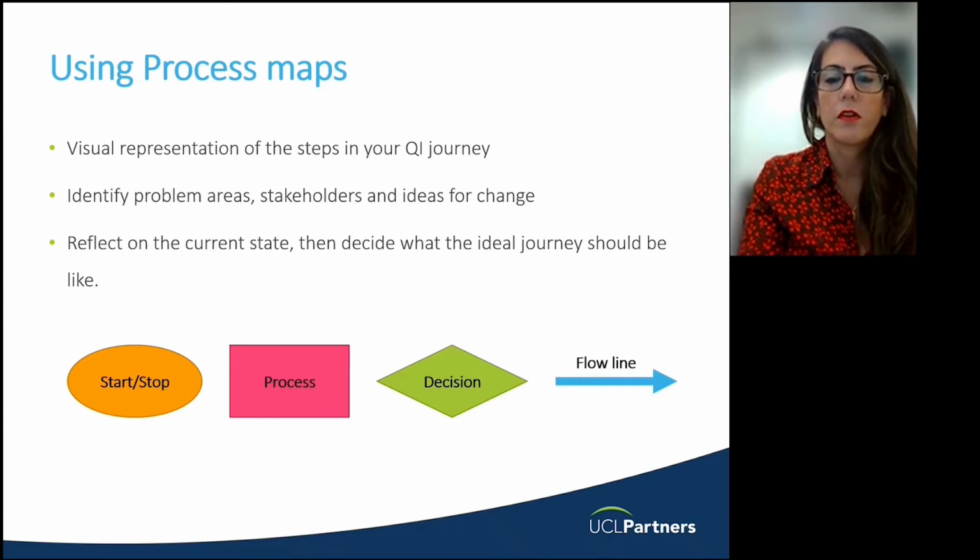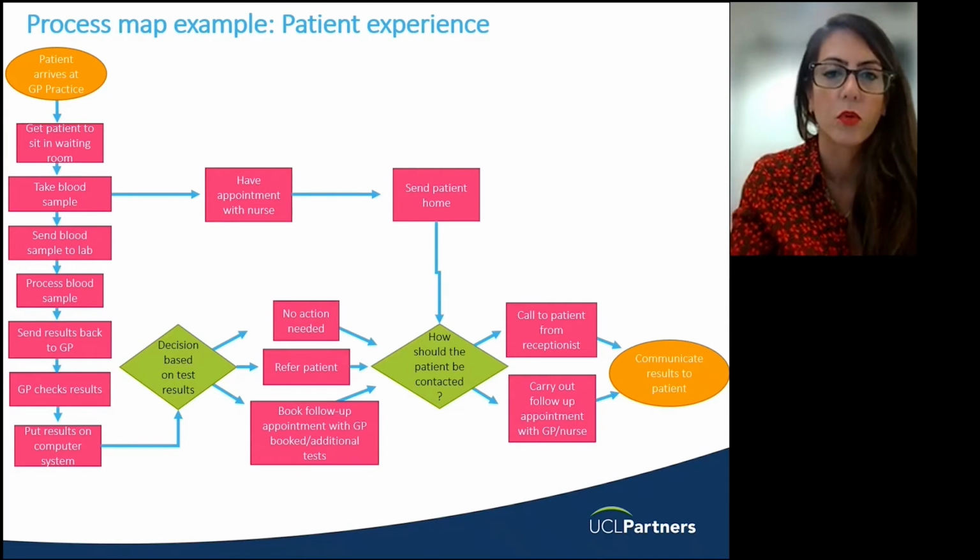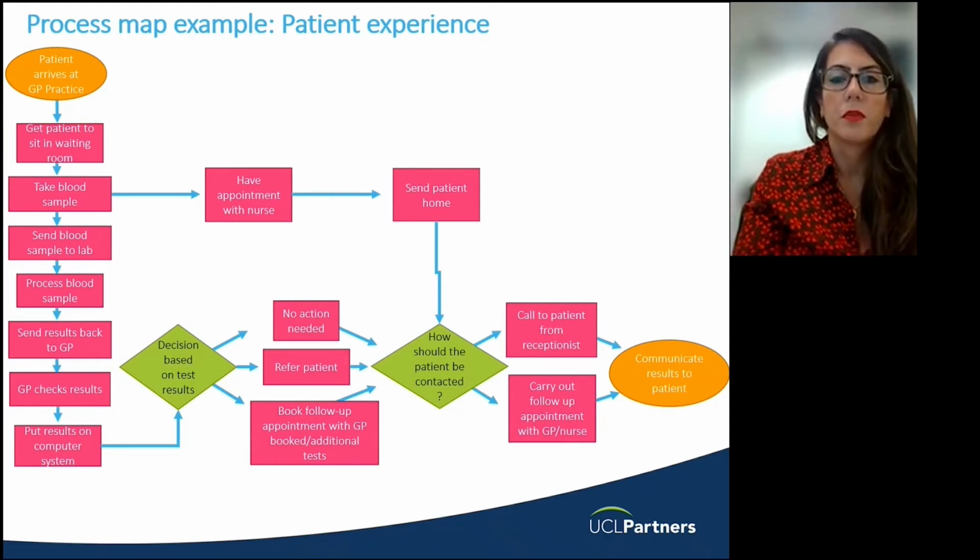So I've just got a very brief example of creating a process map for a patient who arrives at a GP practice, and this is about having some blood tests done and how they get the result back. And you can see actually it's not as simple as you might assume at first thought. There's a number of steps that go through the patient having to have that procedure done, then where the information goes, who makes the decision, etc.